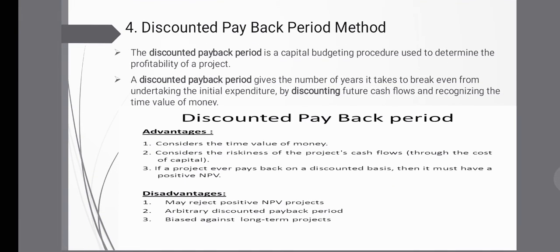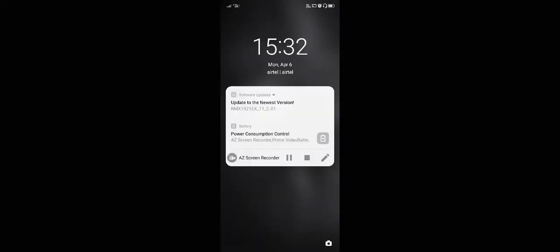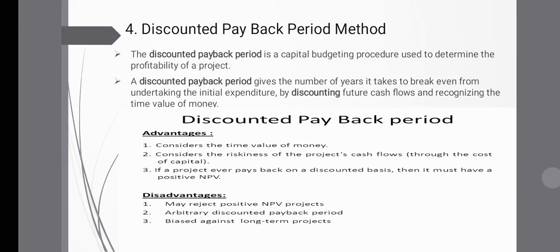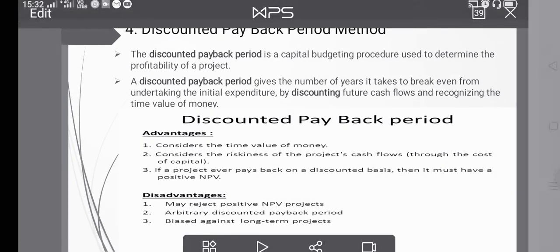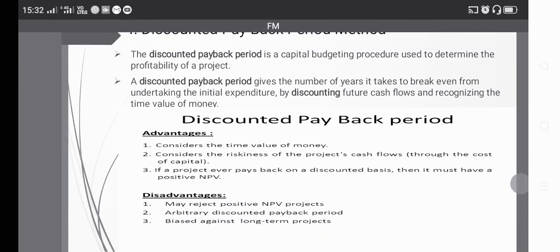Now, discounted payback period method. Discounted payback period is the capital budgeting procedure used to determine the profitability of the project. It gives the number of years it takes to break even from undertaking the initial expenditure by discounting future cash flows and recognizing the time value of money. What normally happens is it is similar to payback period. The only thing is we are discounting future cash flows and finding the time value of money, what future cash flows will be worth today, and then we are calculating the present value. What are the advantages? It considers the time value of money, and it considers the riskiness of the project's cash flow to the cost of capital.